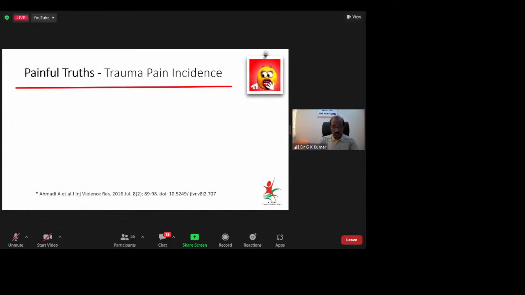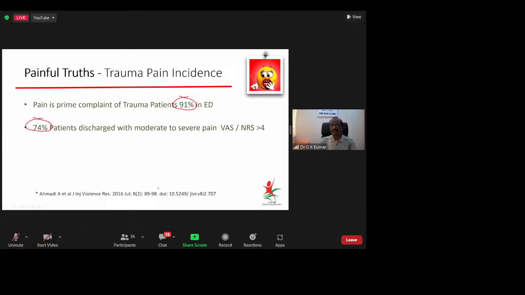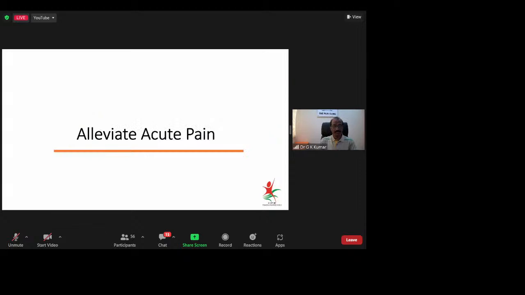So what are the painful truths in trauma patients? Pain is the prime complaint of trauma patients. 90% of the patients suffer with pain in the emergency department. 70% of the patients are discharged with severe pain, and only 14%, these are a little variable depending upon the institutional variations and the injury variation. So almost 1/3 of the patients only receive analgesics for moderate to severe pain.